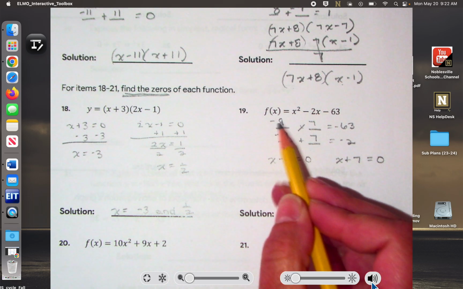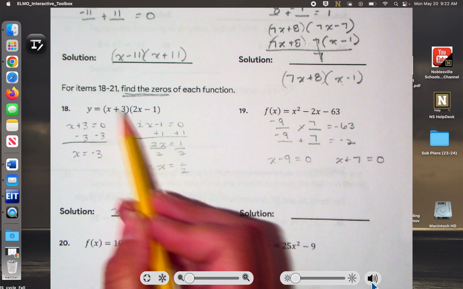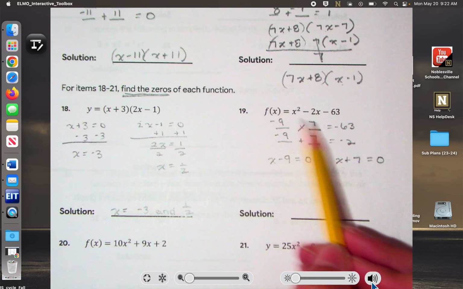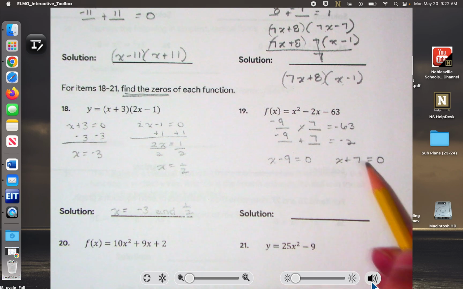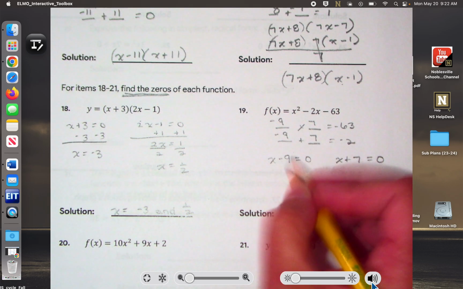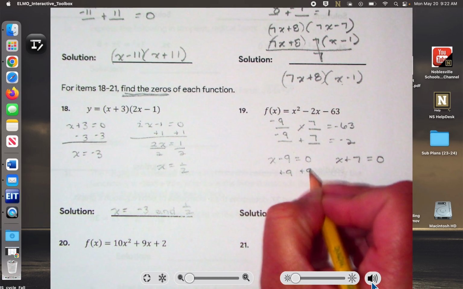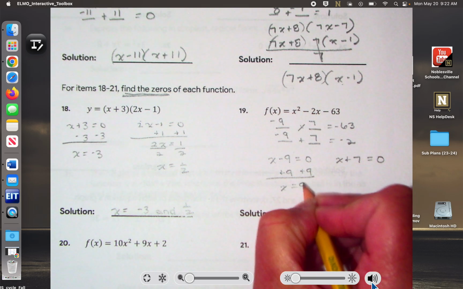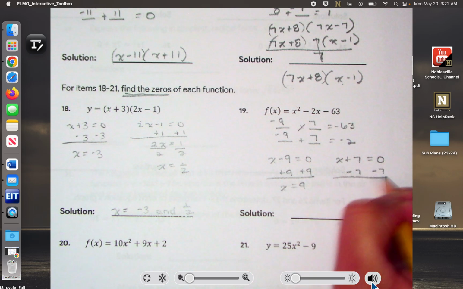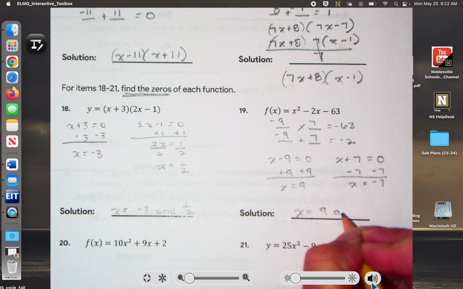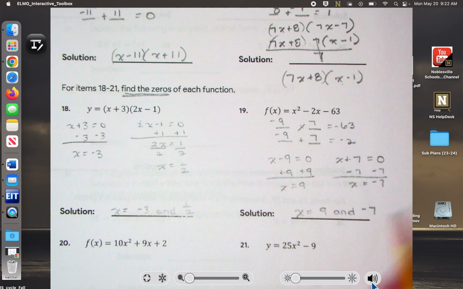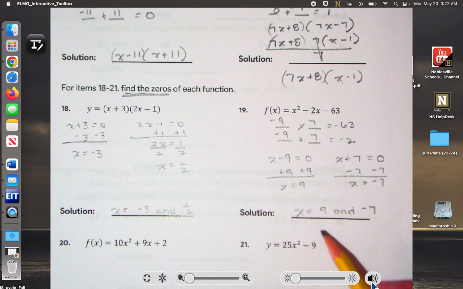So really, the x minus 9 would have been one of these quantities, and the x plus 7 would have been the second quantity. So instead of writing them as quantities, I just went ahead and set them equal to 0. So I have x equals 9 and x equals negative 7. So those are my answers for that problem.